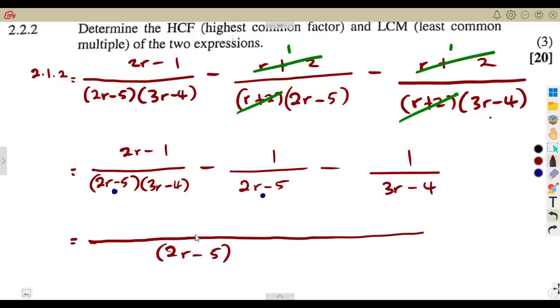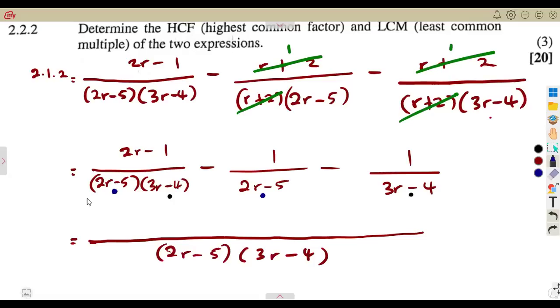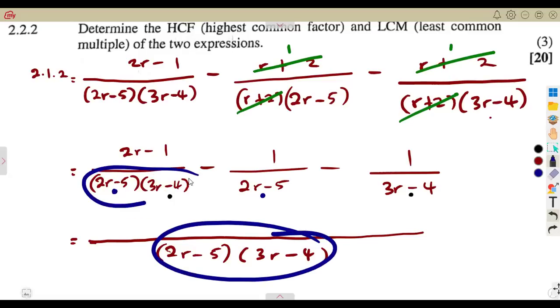So we've got 2r minus 5. We have got 3r minus 4. We also have 3r minus 4. So we are not going to repeat this. We just write it once. So this is our LCM, or our LCD. So remember the concept, you divide the LCD to the denominator here. So if you divide this into this, are we seeing that these are exactly the same? So they will cancel, you remain with a 1.